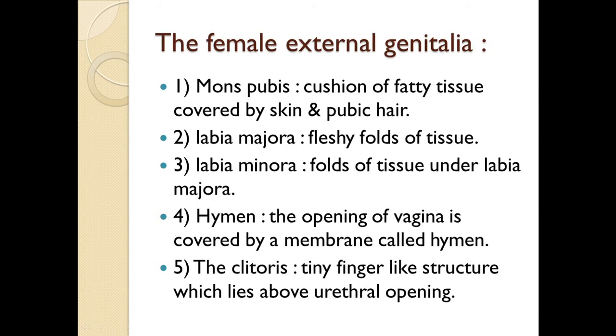The female external genitalia include the mons pubis. This is a cushion of fatty tissue covered by skin and pubic hair. Then the labia majora, a fleshy fold of tissue which extends down from the mons pubis and surrounds the vaginal opening. The third part is the labia minora. These are a pair of folds of tissue under the labia majora. Then the fourth part is the hymen. The opening of the vagina which is covered by a membrane is called the hymen.